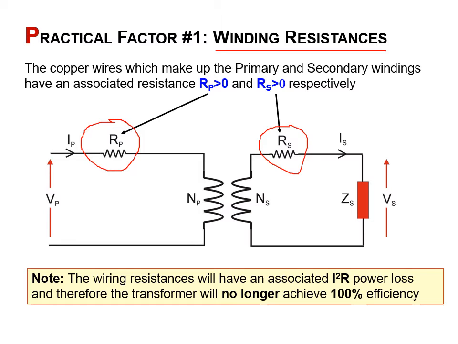So of course, if we know this, we can calculate a power loss. What that means is that we can no longer achieve this 100% efficiency, okay? Because some of our power is going to be lost in these two resistors.